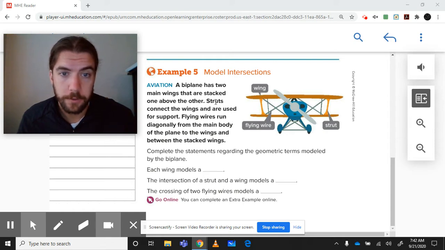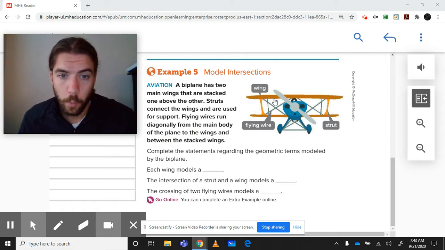has two main wings that are stacked one above the other. Struts connect the wings and are used for support. So there's these structures here that keep the wings together and keep them stable. Flying wires run diagonally from the main body of the plane to the wings and between the stacked wings. Okay, so from the main body of the plane goes diagonally, and between the wings, there's also diagonal wires.